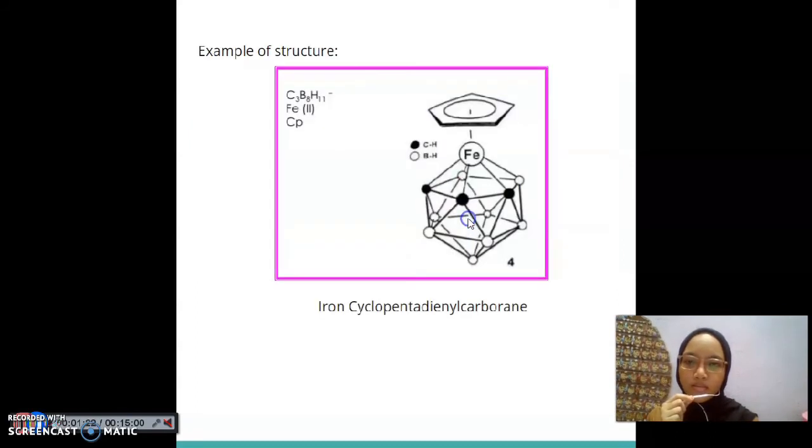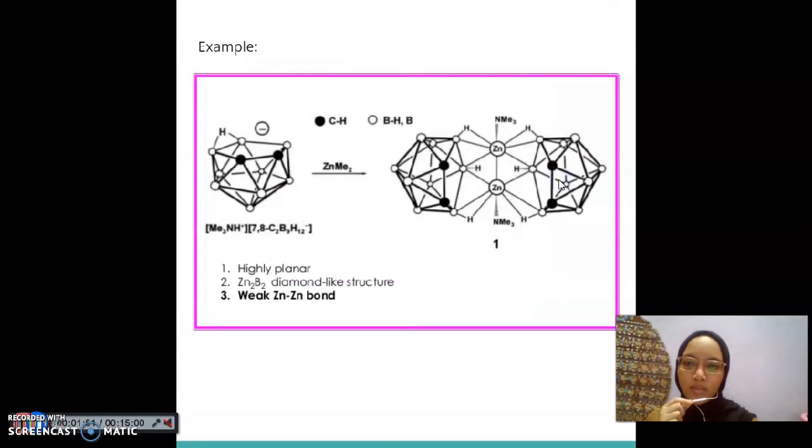So next, this is an example of the structure of metallocarborane. Here is the structure of iron cyclopentadienyl carborane. Here the black ones show the CH bonds, and the white ones show the BH bonds, and this is the cyclopentadienyl, and this is the iron. The other example of metallocarborane is this one.